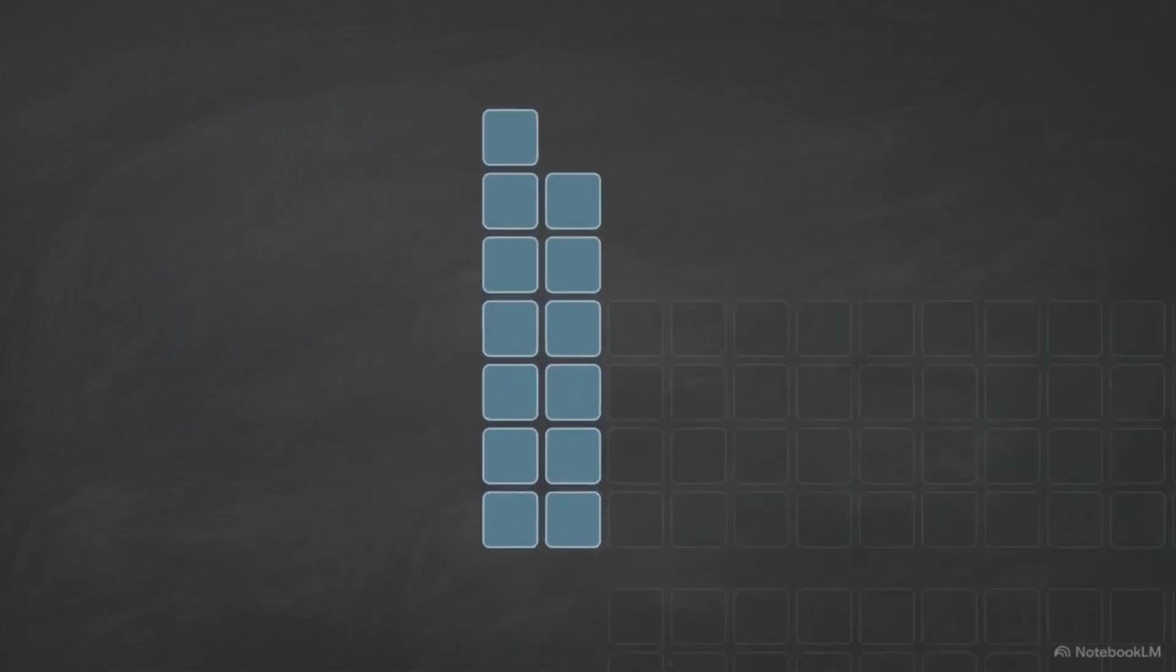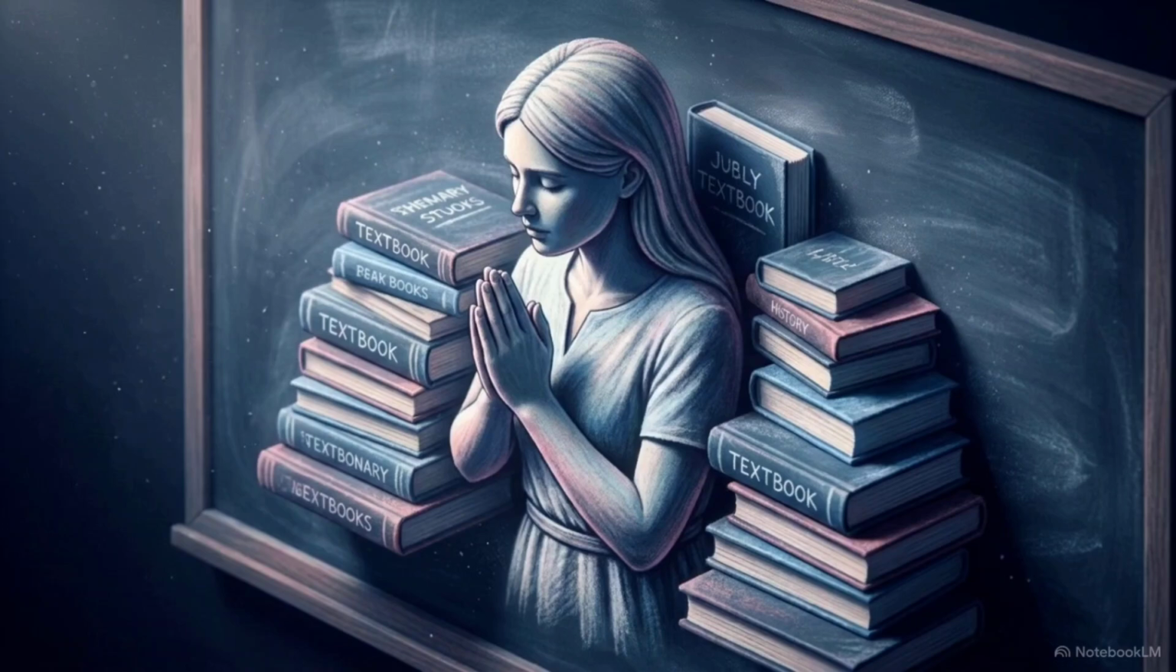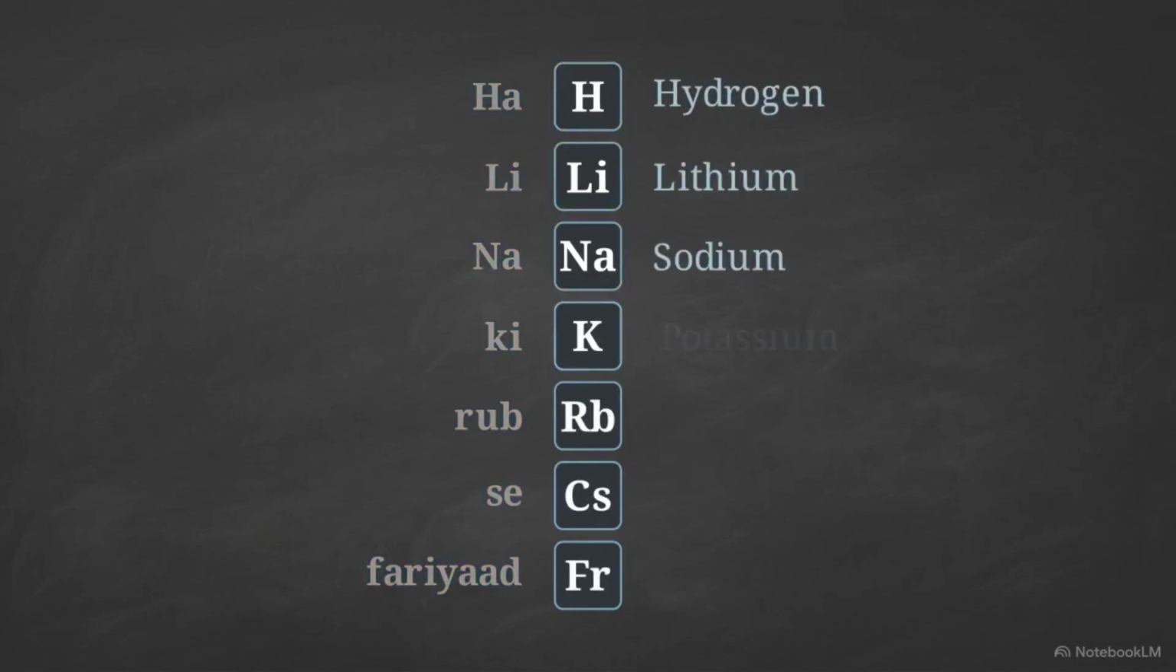Our starting point is the far left, the S block. The direction is the key here. We are memorizing these elements straight down the columns, from top to bottom. For Group 1, we follow the story of a student named Helena who is praying for her medical exams. Write Helena ki roop se faryad. This maps out hydrogen, lithium, sodium, potassium, rubidium, cesium, and francium.